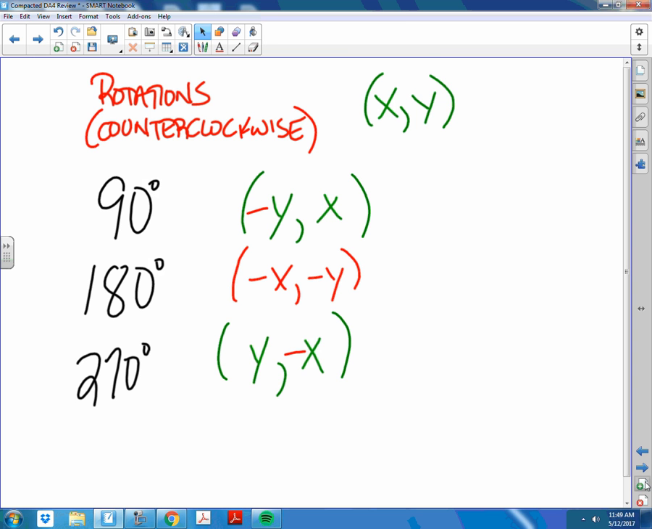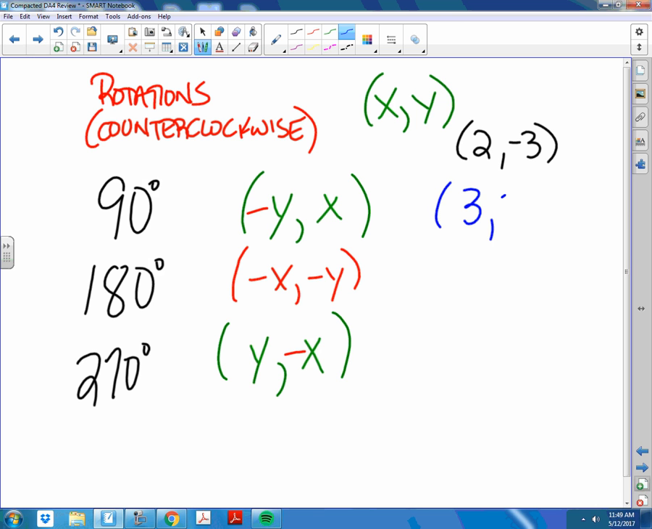Now let me show you what that looks like from an application standpoint. Say you start off at the point (2, negative 3), and I say, okay, we're going to rotate it 90 degrees. Well, the very first thing you think of is, wait a minute, for 90 they switch places, so it becomes (negative 3, 2), right? The first one changes its sign, so it goes from (negative 3, 2) to (3, 2). That would be a 90-degree rotation.